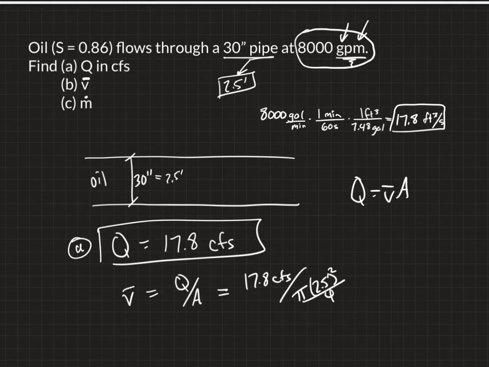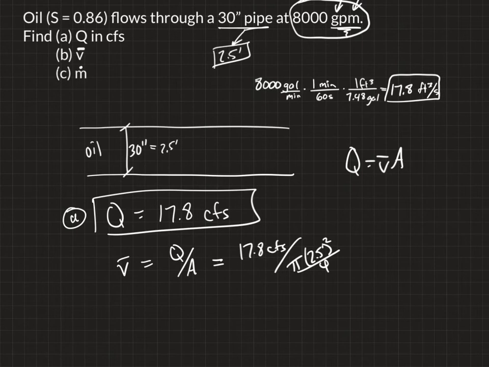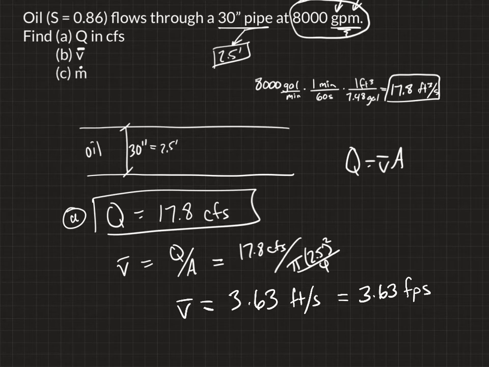So if we plug that into a calculator, what we're looking for here is the average velocity. It doesn't tell us anything about what the velocity is at a particular point. It just says that on average, we end up with 3.63 feet per second, or sometimes you'll see that written as 3.63 feet per second, like that. Either way. And then last, we want M dot.